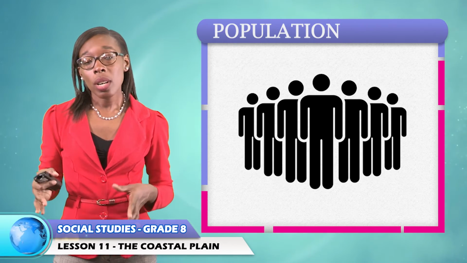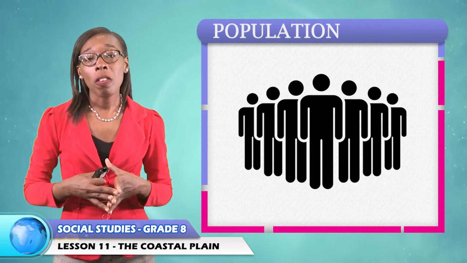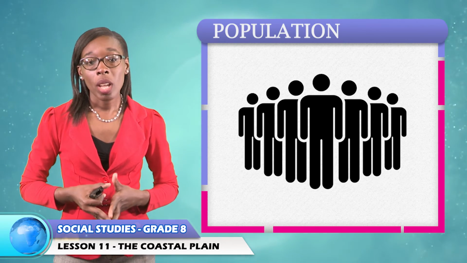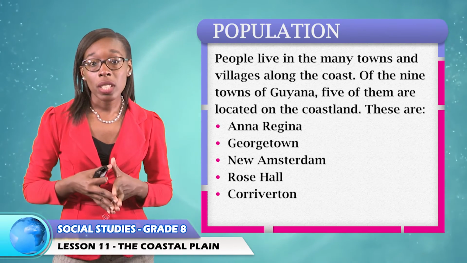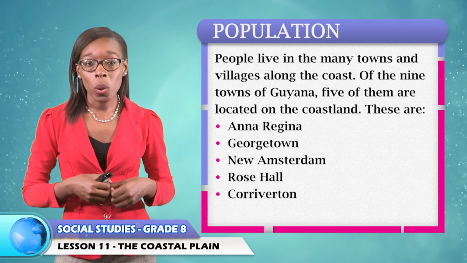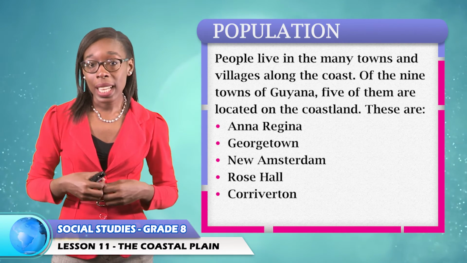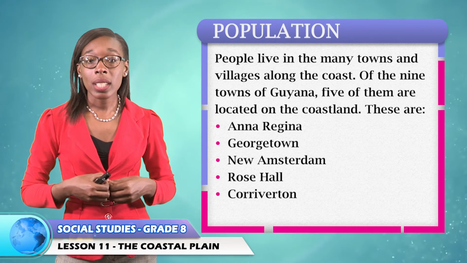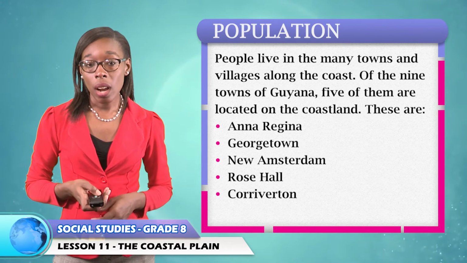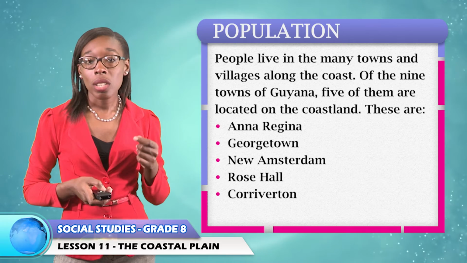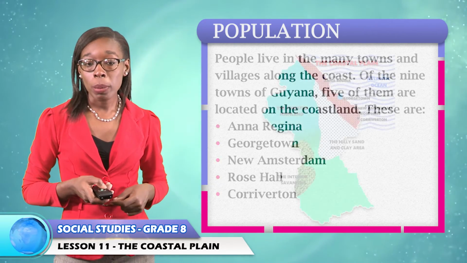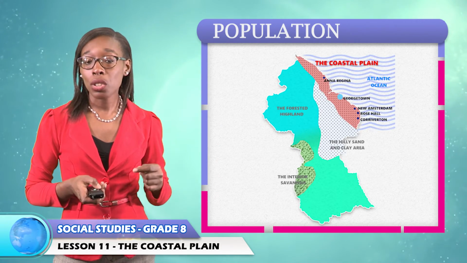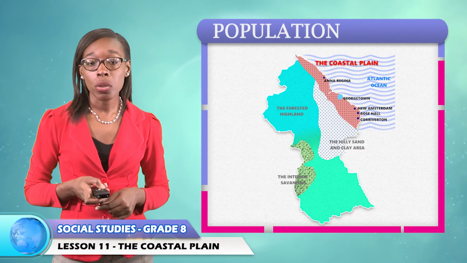So now let's seek to understand the population of the coastal plain. People live in many villages and towns along the coast. Of the 9 towns of Guyana, 5 of them are located on the coastline. These are Anna Regina, Georgetown, New Amsterdam, Rose Hall, and Corriverton, as you can see on the screen.